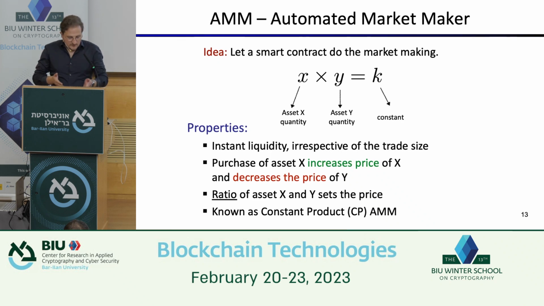So the idea is, if you have such a formula, you get instant liquidity irrespective of the trade size. I mean, that sounds like magic, right? If you look at the limit order book, you might have a cliff and then you have just limited liquidity on both sides. And here, these automated market makers suddenly promise instant liquidity. That sounds too good to be true. We'll dive a bit into why that works in the next slide.